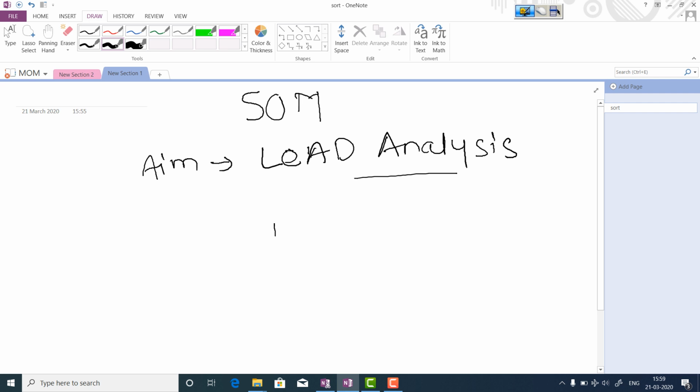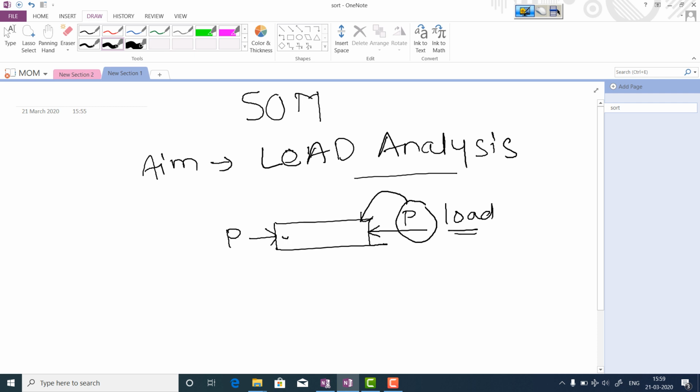That means suppose there is an element, and on that element some forces are acting. Now, what is the effect of this load? This is nothing but load. What is the effect of this load on this element? That means how this element behaves when different types of loads are acting on this element is nothing but studied in this subject called strength of materials.